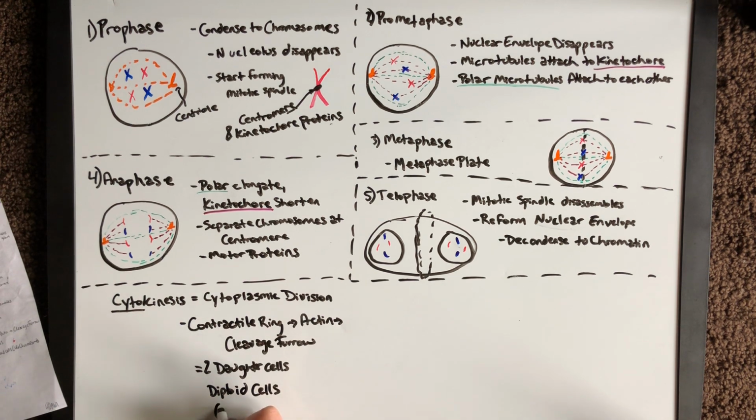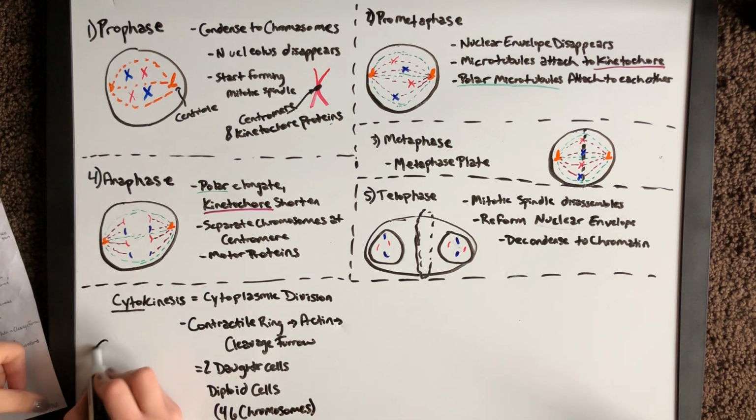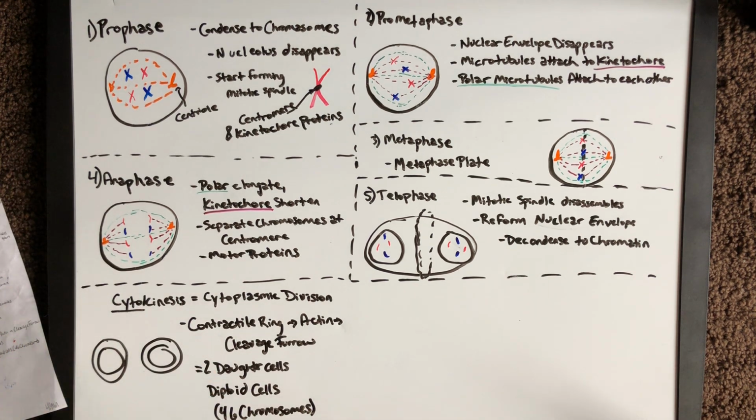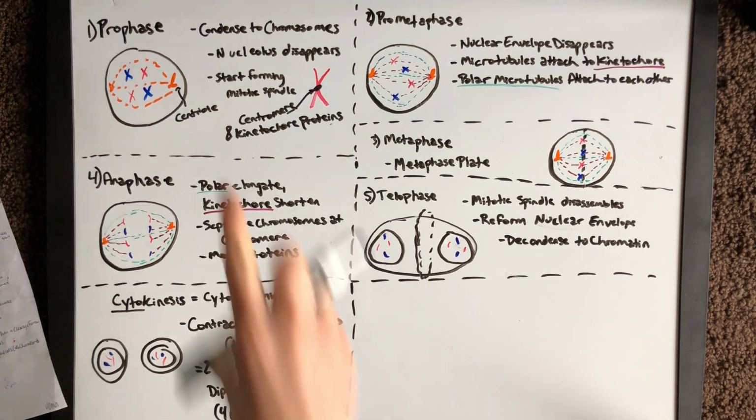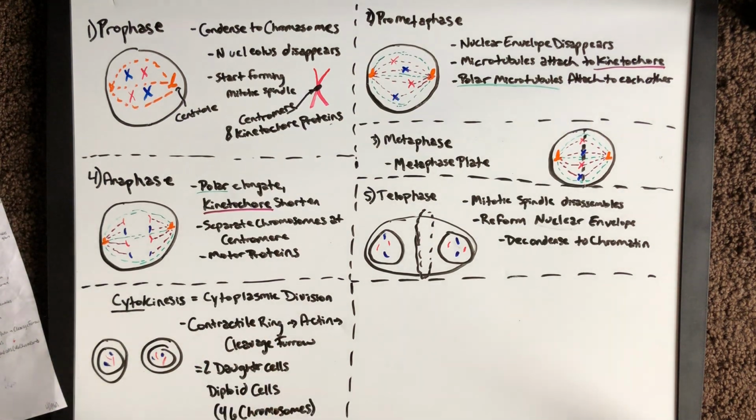So those diploid cells have 46 chromosomes, just like the one that we started out with. Okay, so our new cells have the nucleus in them with the same chromosomes from before that we just split up. So that is cytokinesis. So all of this is our M phase. We got mitosis and cytokinesis.